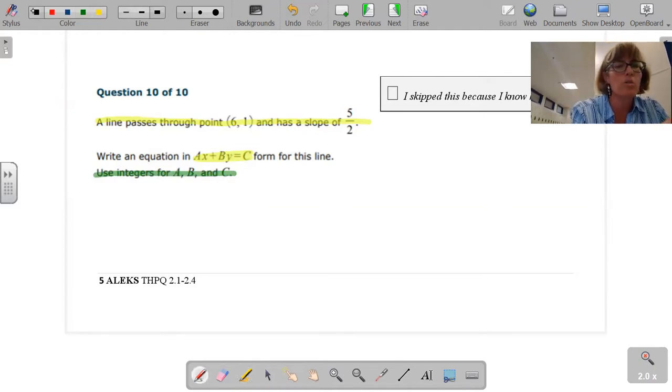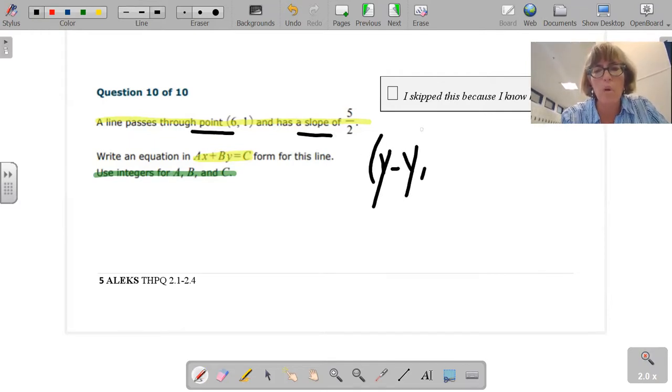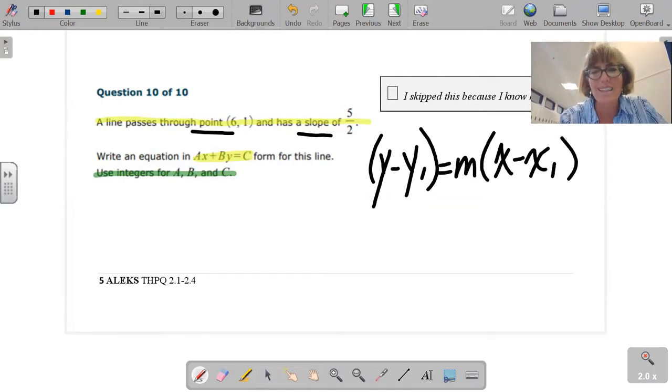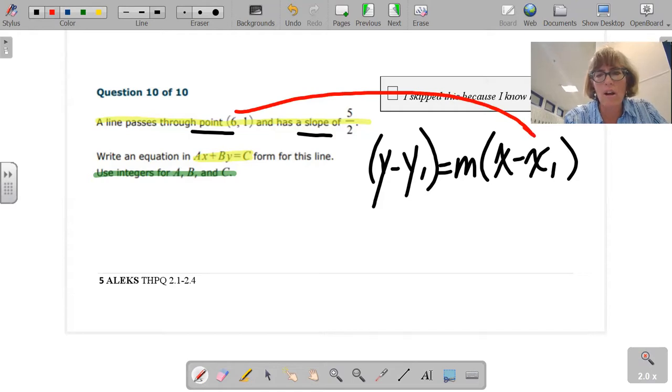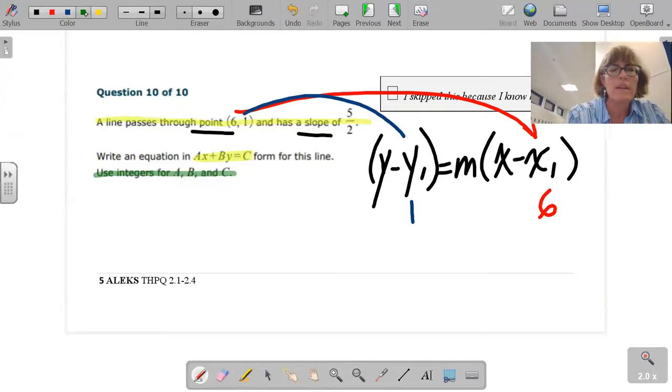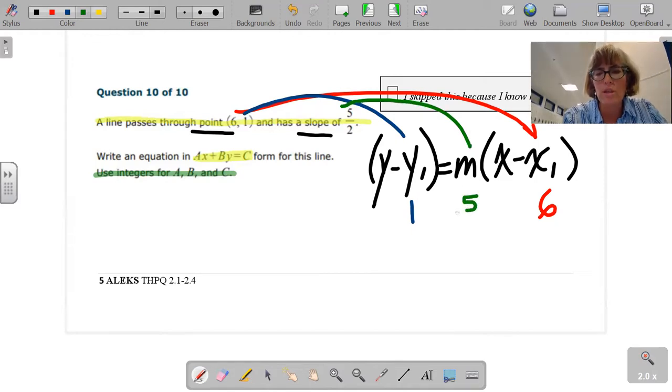So let's start with the fact that we have a point and a slope. So we have y minus y1 equals slope times x minus x1. And right here, this 6 is our x1. This 1 is our y1. And this 5 over 2 is our slope. So it looks like this: y minus 1 equals 5 over 2 times x minus 6.